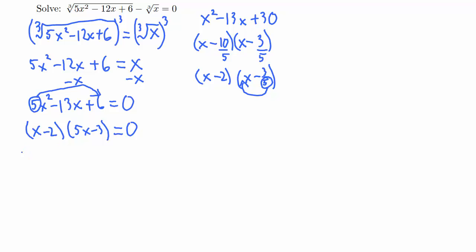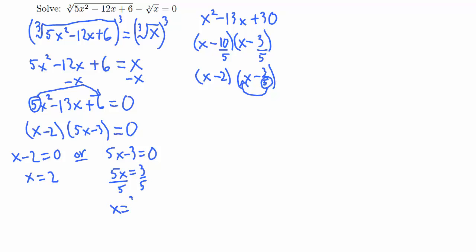Now the next step is simply to use the zero factor property by saying x minus 2 equals 0, or 5x minus 3 equals 0. So you can add 2 to both sides, making this x equals 2, and then add 3 to both sides, making this 5x equals 3. Then divide by 5. So x is equal to 3/5, and over here x is equal to 2. So I have two separate solutions, 2 and 3/5, which means I need to check these.